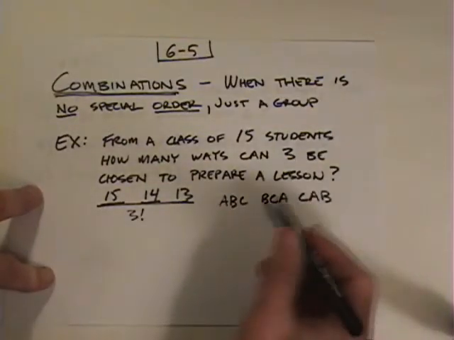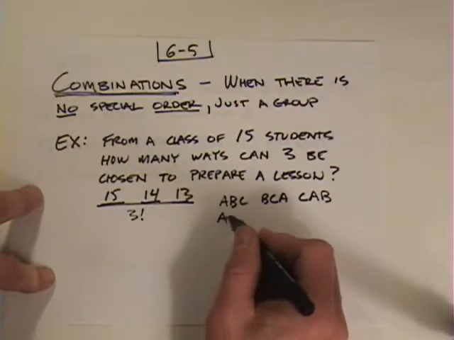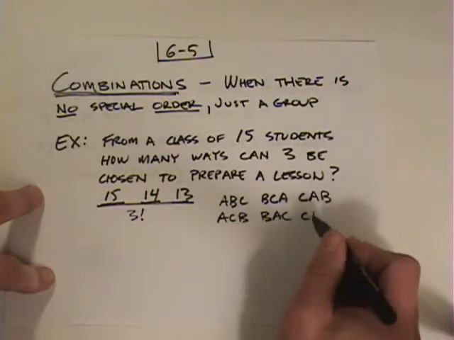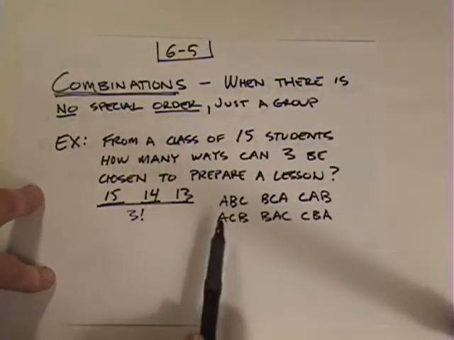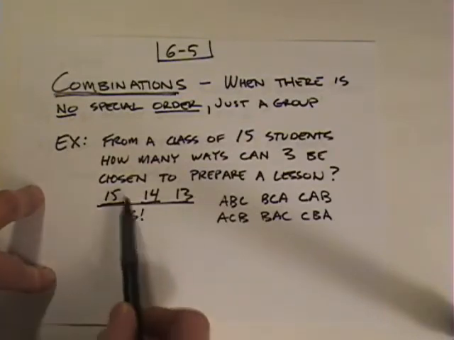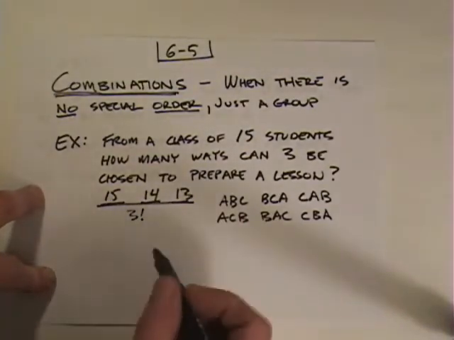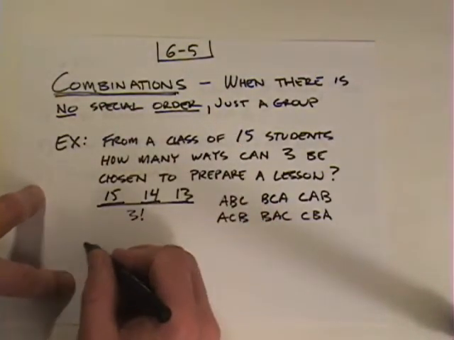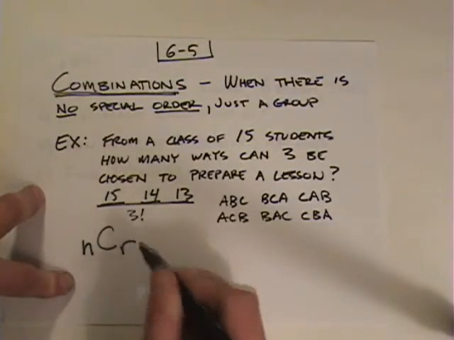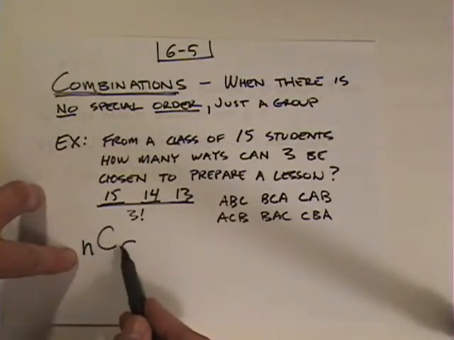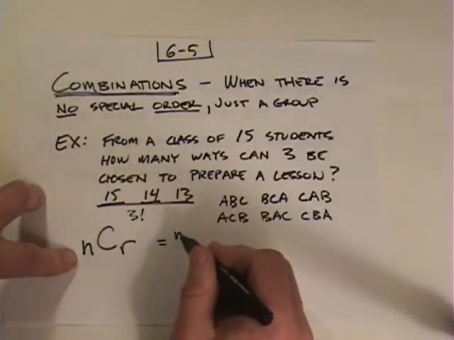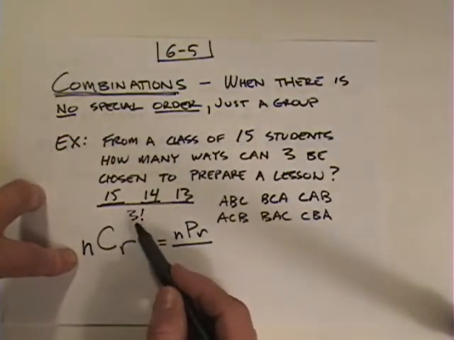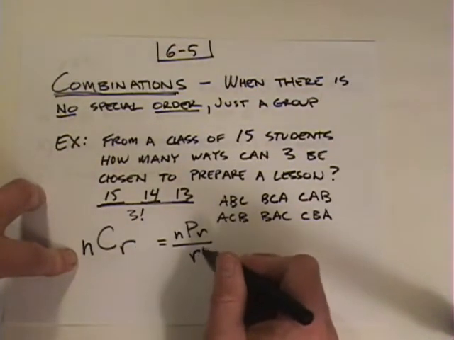Well, I could keep going with my list because I could have A with C and then B, and I could have B with A and C, and then I could have C with B and A, and that'll give me my 6 total different ways to arrange these 3 people, all right? So that just means that this thing of combinations, if we call it nCr, that's n things grouped r at a time, that I could say that's the same as nPr with this extra 3 factorial down below. So that would just be divided by r factorial.